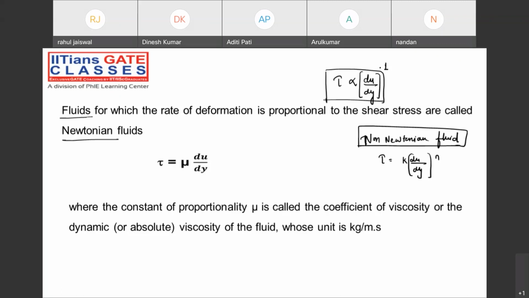So what are the examples of Newtonian fluids? Tell me, guys. Air, petrol, diesel, water, etc. These are all examples of Newtonian fluids. What are the examples of non-Newtonian fluids? If I ask, what are the examples of non-Newtonian fluids? Tell me, guys.